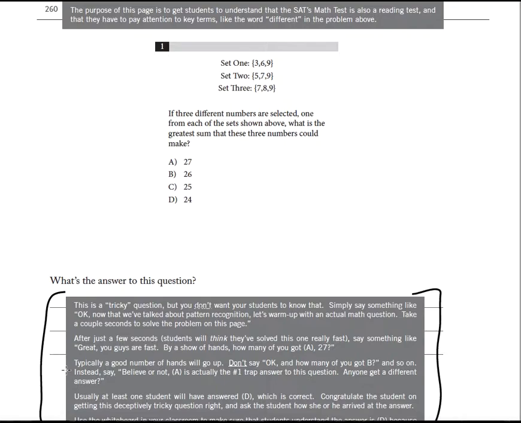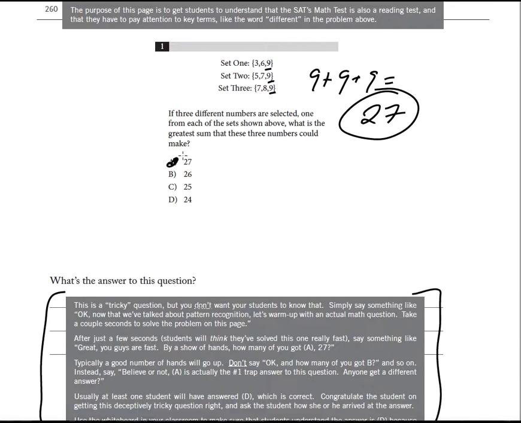For those of you who picked A, what you probably did is you said, okay, I want to make the biggest possible number, the largest possible number out of the numbers in these three sets. Well, the largest number in each set is 9, right? So, okay, cool. I'll do 9 plus 9 plus 9 equals 27. Sweet, this one's easy. My answer is A, right? But there's a problem with that.